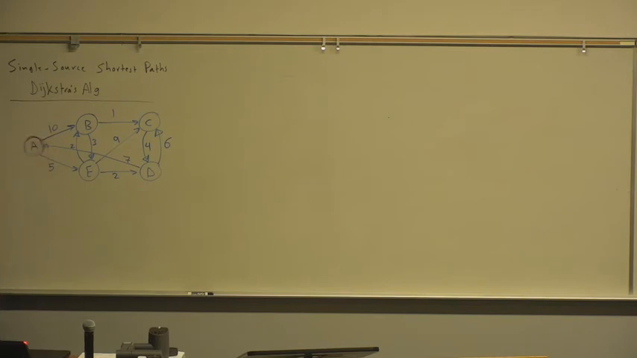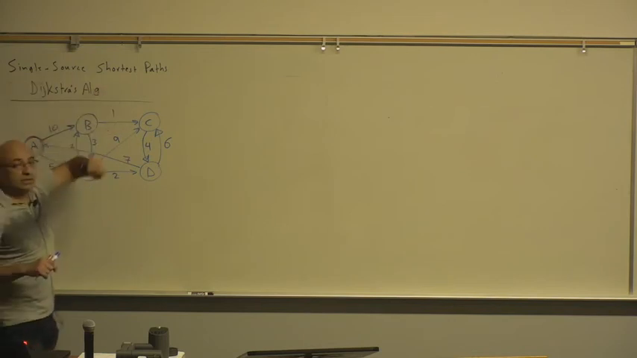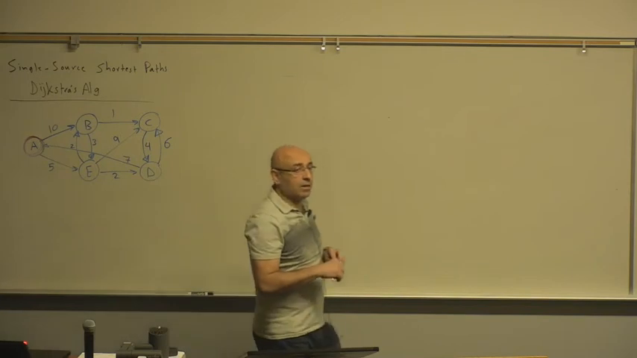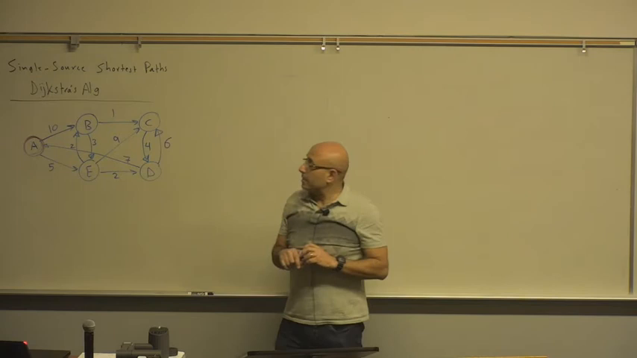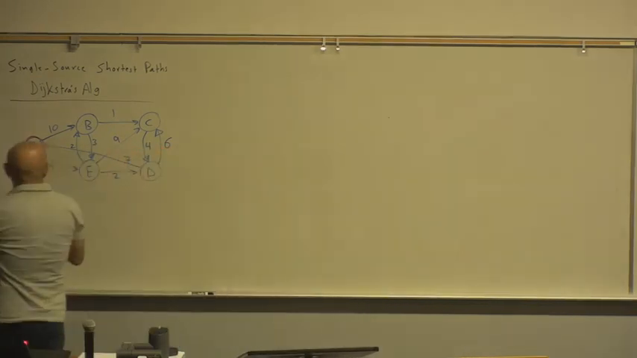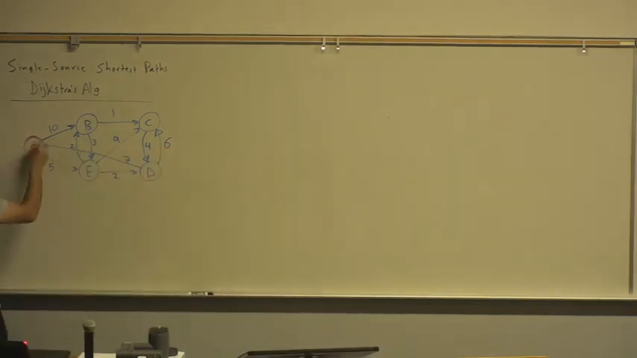And the problem is to find for every vertex in the graph the shortest path from the source to that vertex. So we need to find the shortest path from A to B, from A to C, from A to E, and from A to D. So that's why this is called the single source shortest path problem. There are multiple paths here, but there is a single source. Okay, so any questions on the problem?